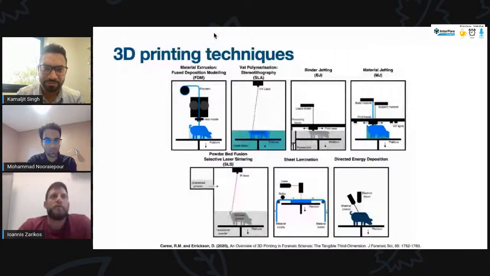The most common one that everybody knows is FDM, fused deposition modeling. It's actually the cheapest and most simple way to 3D print these days. But in our case, there are only two techniques that can be used for microfluidics: stereolithography and material jetting.